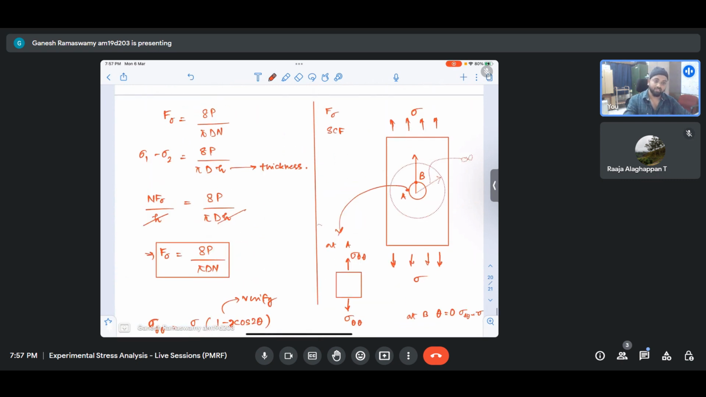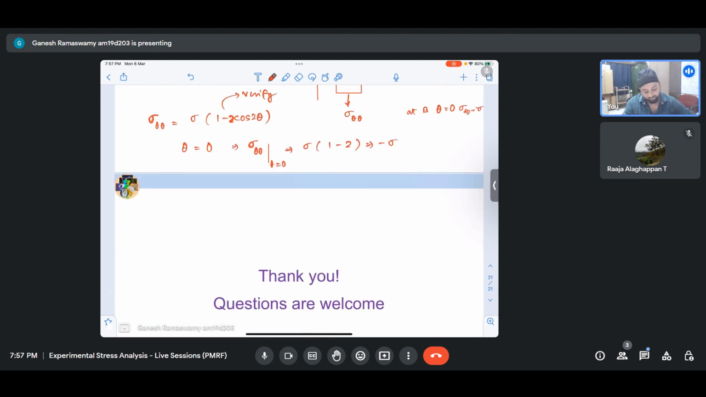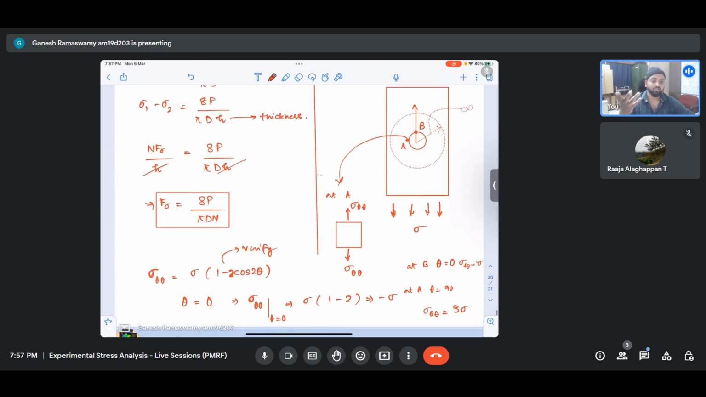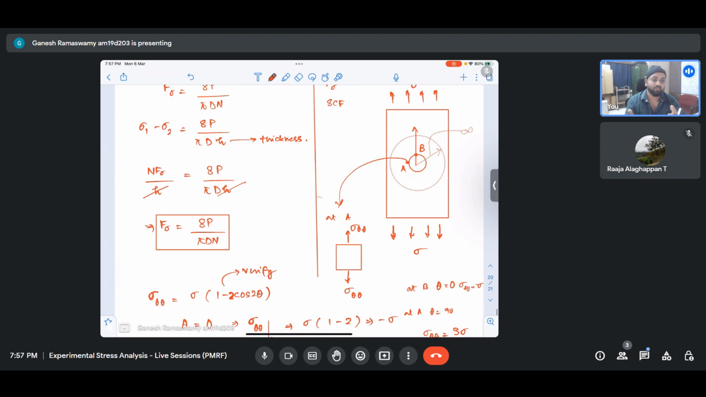So this shows something interesting. When I pull a specimen, just because of the presence of a hole, I am having compression of equal magnitude there. At the same time, at point A, theta is equal to 90 degrees, right? So cos 2 theta is cos 180, which means it is minus 1. So what we will be able to see is sigma theta theta will be 3 times the far field stress. So our stress concentration factor is nothing but the maximum stress at that point divided by the far field stress. This is how we have to approach that problem.